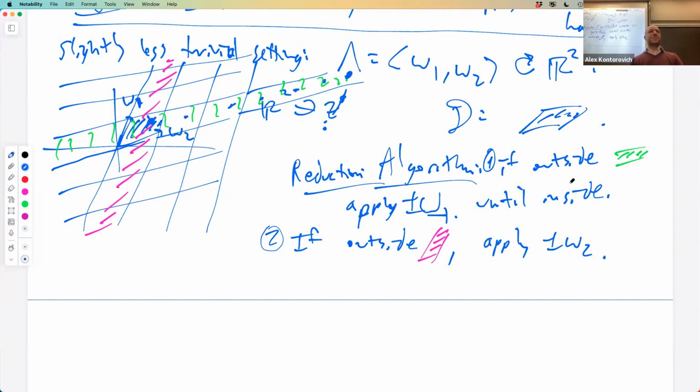Why did this work? How come when I apply W2, it doesn't ruin the fact that I was already inside the green cylinder? You see the way I drew it, I never left the green cylinder once I got inside. Is that obvious? It is, but there's one word we have to add.